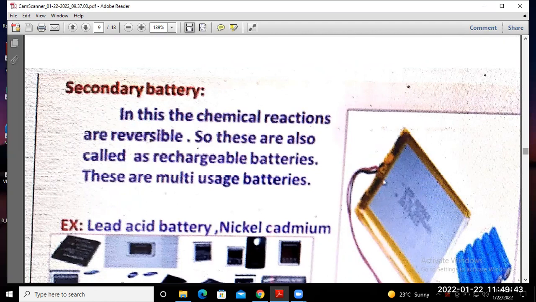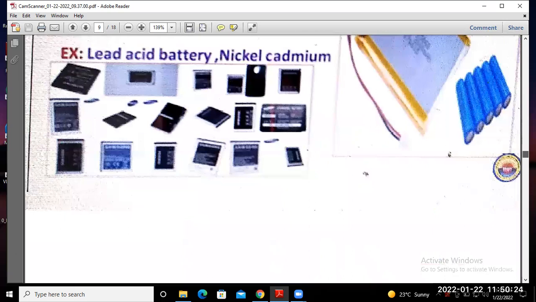Your battery is used for a long time. If you recharge it, you can store energy in the battery again and again, and you can use it. So those batteries which are rechargeable and used for a long time are known as secondary batteries, and those batteries which are not rechargeable, that is non-reversible batteries, are known as primary batteries. So this is all about primary and secondary batteries.